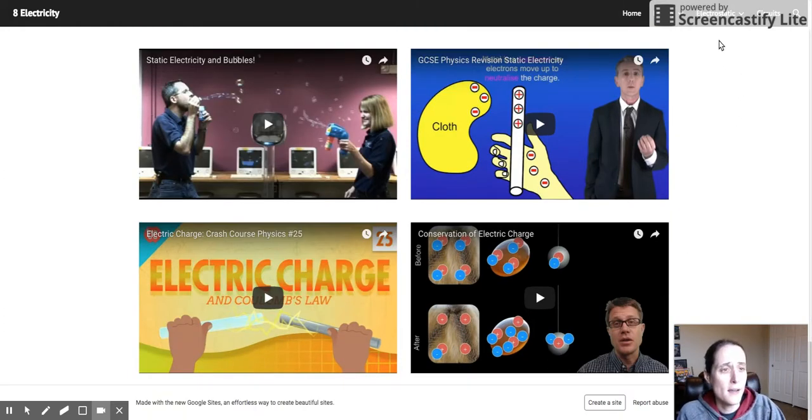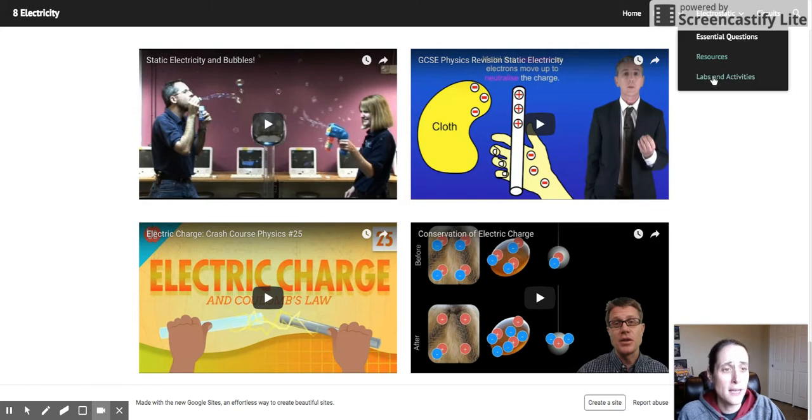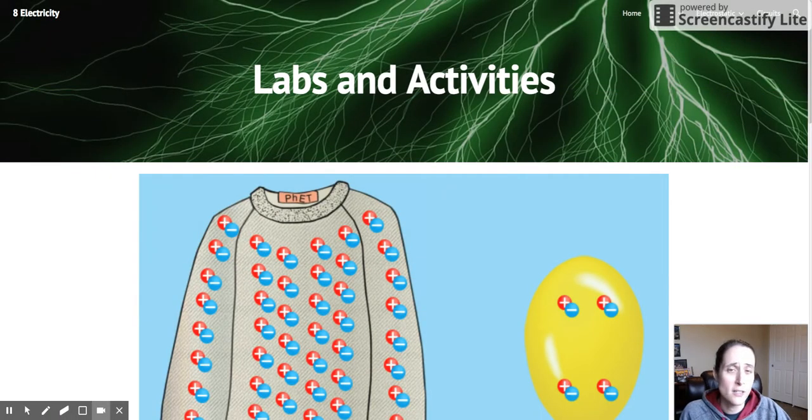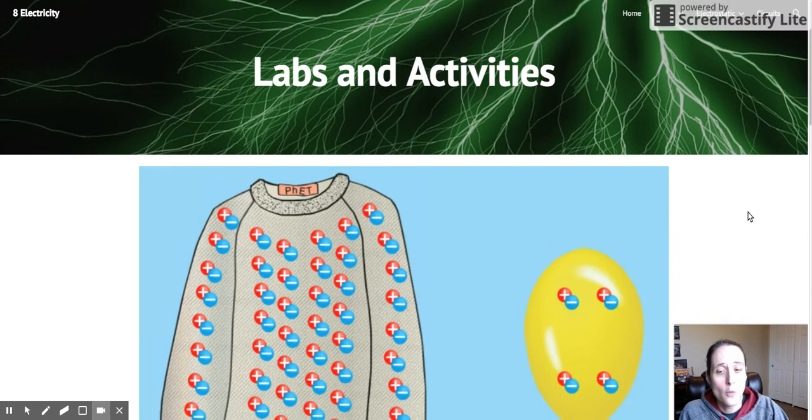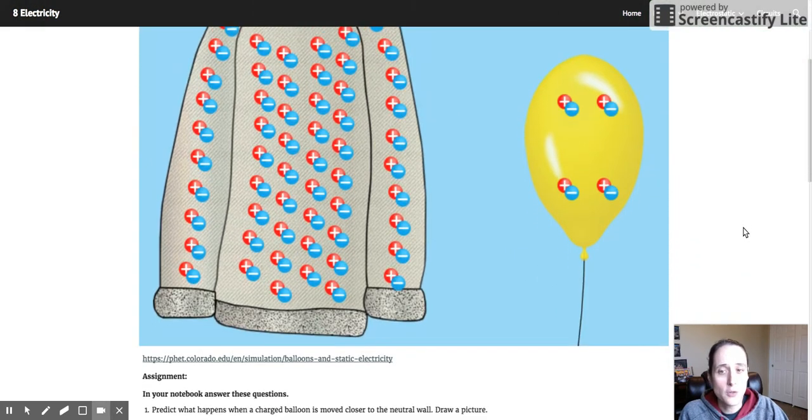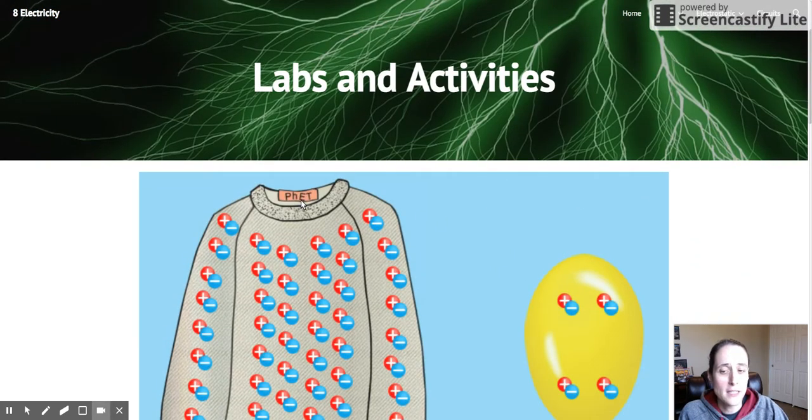Moving on, we also have our labs and activities. Now there is a traditional lab for this unit. It's just not on the website. It'll be presented to you when the time is right. So we're going to do the labs and activities a little bit differently this time to make sure that you're using your time wisely. We have this first one, which is by PhET. You can see that right there.